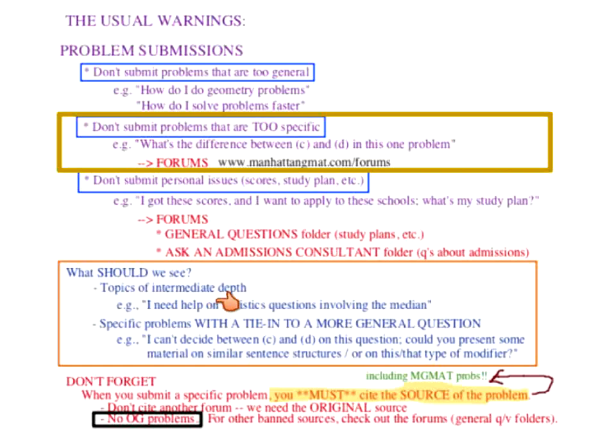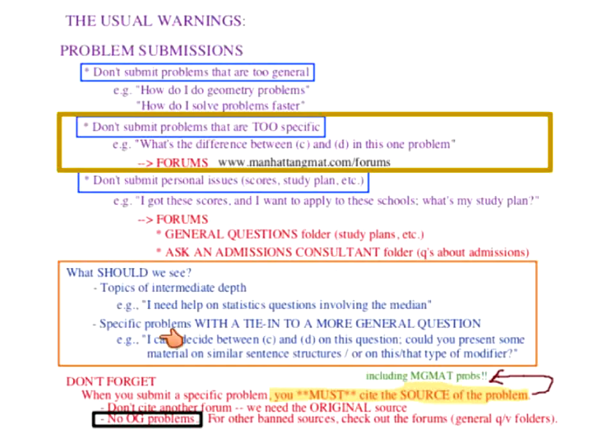Okay, what we need to see is topics of intermediate depth, like today's topic, find the assumption in critical reasoning. Not too broad, not too narrow. This is not as broad as "I need help with critical reasoning," because that's not a single topic. But it's also not a single problem. It's a decently medium-scope kind of topic.